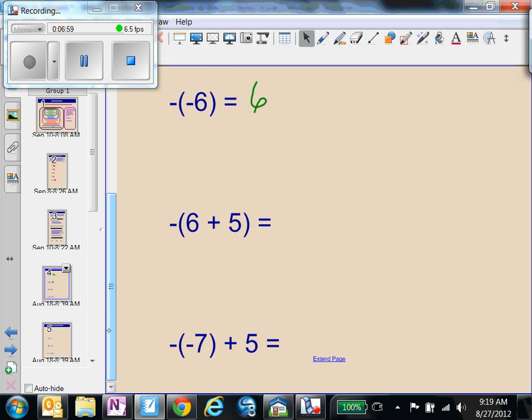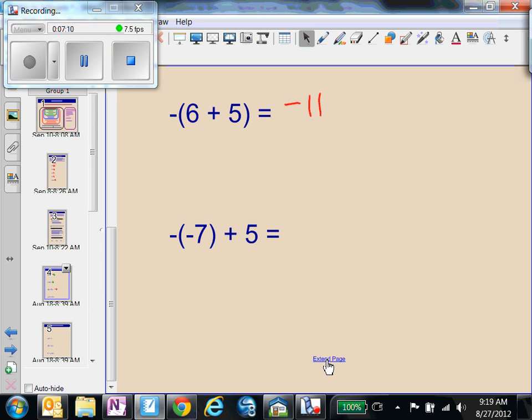So if we have the opposite of 6 plus 5, what's that? -11. We have the opposite of -7 plus 5, what is that? +7 plus 5, which is 12.